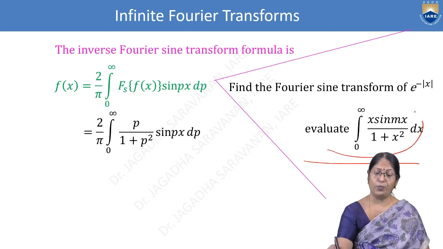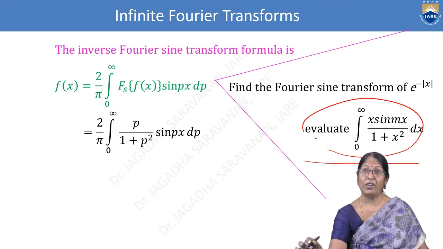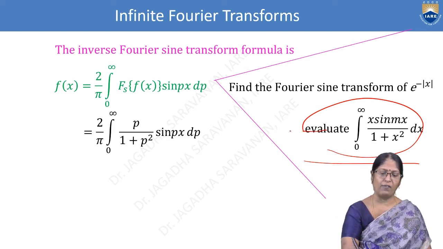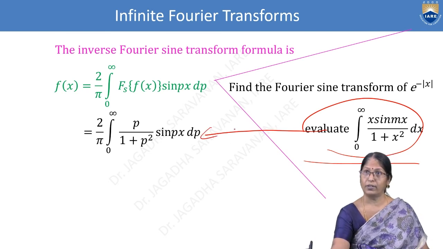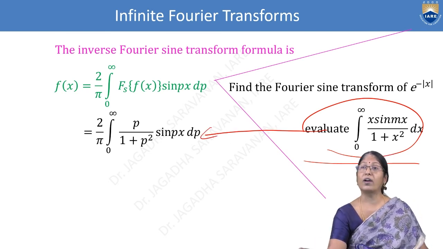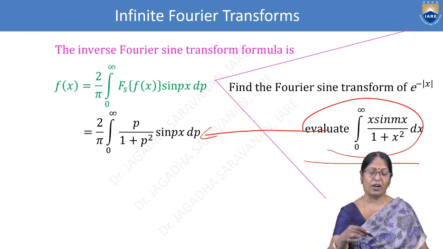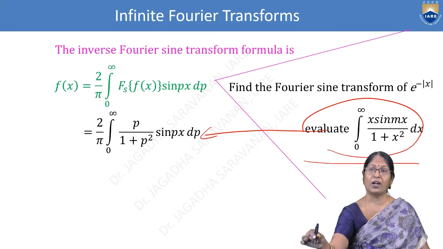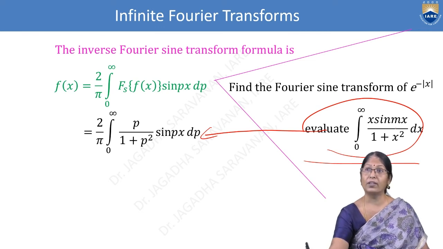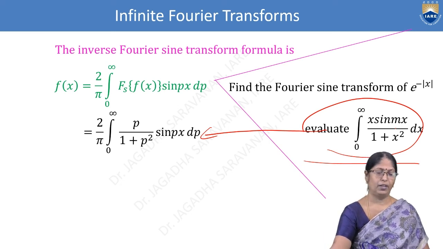What is to be evaluated? Evaluate the integral 0 to infinity x sine mx by 1 plus x square dx. But our last step is this, and there is no connectivity at all. We can't stop. It gives an indication that more steps are needed to reach this integral result. So we have to proceed further.